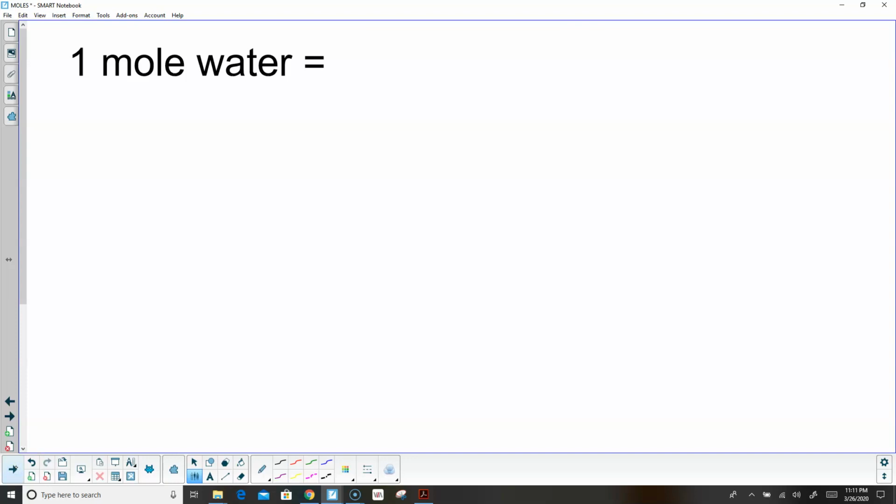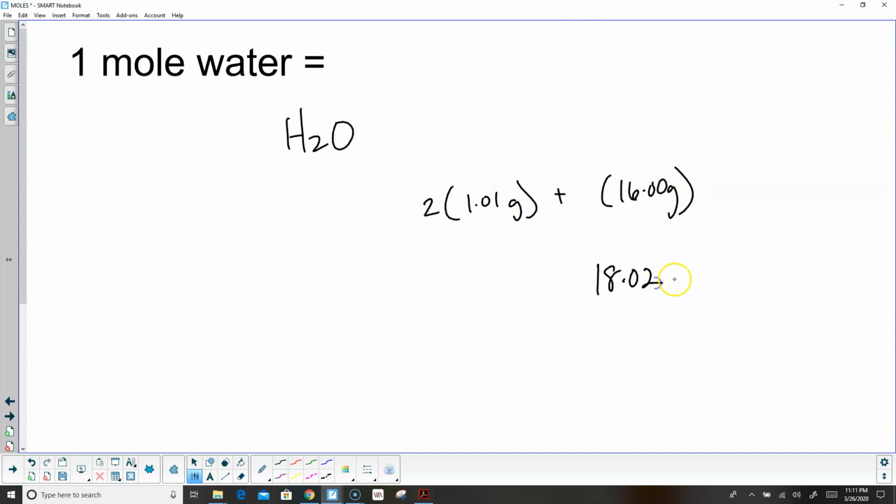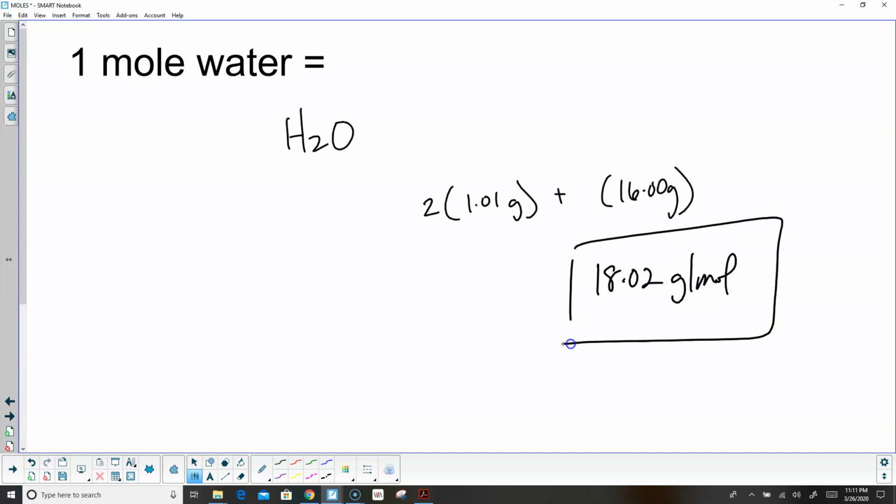If I want to find the atomic mass of a compound, all I have to do is sum up the masses of the component elements. Water's formula is H2O, so I have 2 hydrogens, each weighing 1.01 grams, and an oxygen that weighs 16 grams. So 2 times 1.01 is 2.02, plus 16, is 18.02 grams per mole. That's the appropriate unit for molar mass: grams per mole.